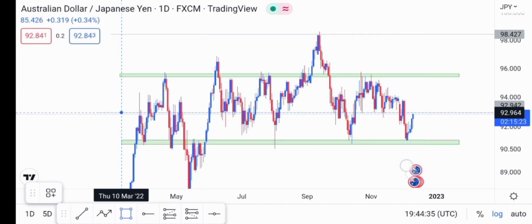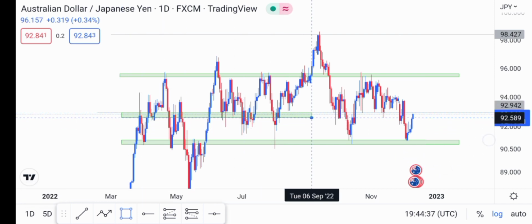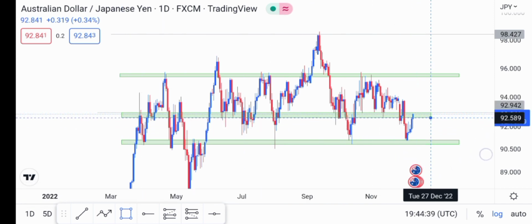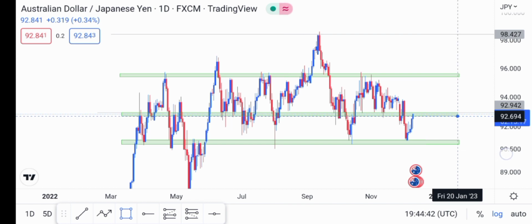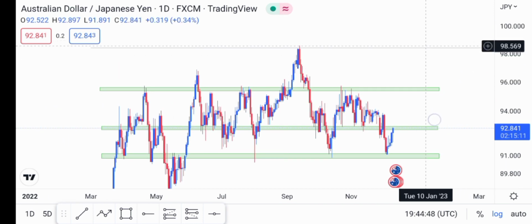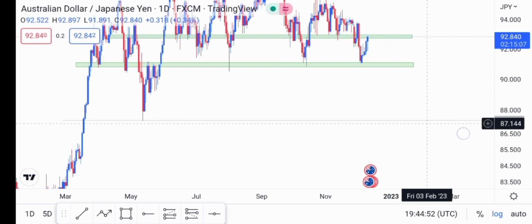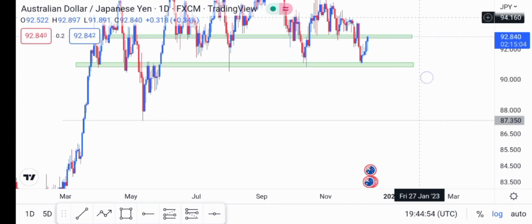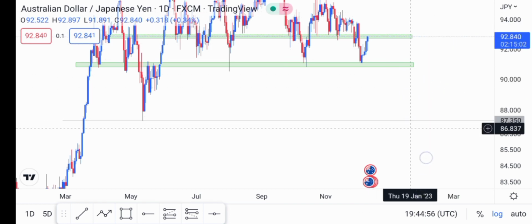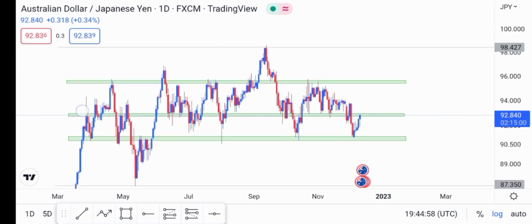You can mark it with the same color, no problem. This is our mid-range level that I'm seeing right over here. Remember, this is our highest point on the market and this is our lowest point. We just mark them out in case the market decides to push to the lower side or the upper side, reaching those levels.